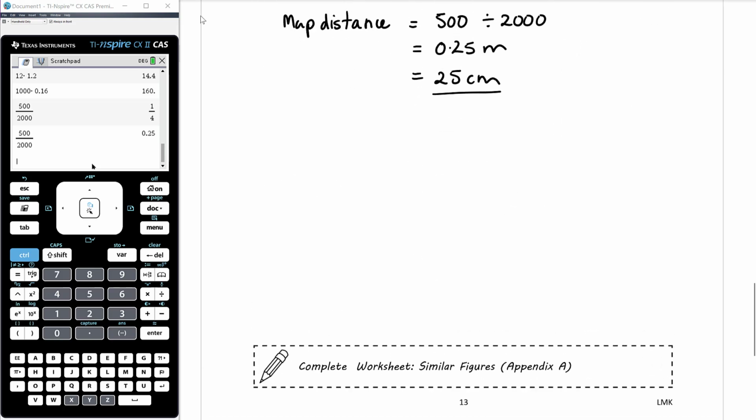Okay, so similar figures, there's a worksheet for you to do as practice today.